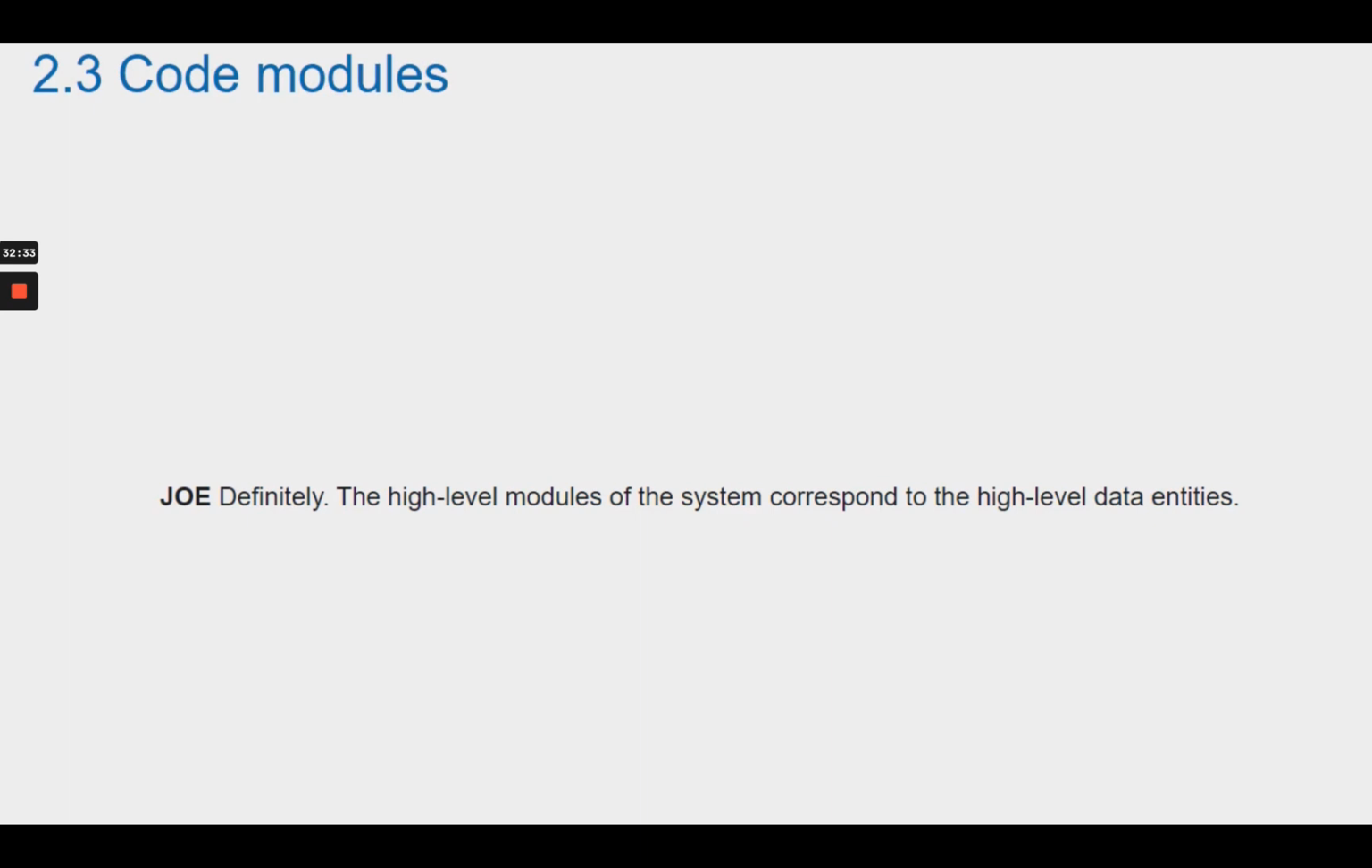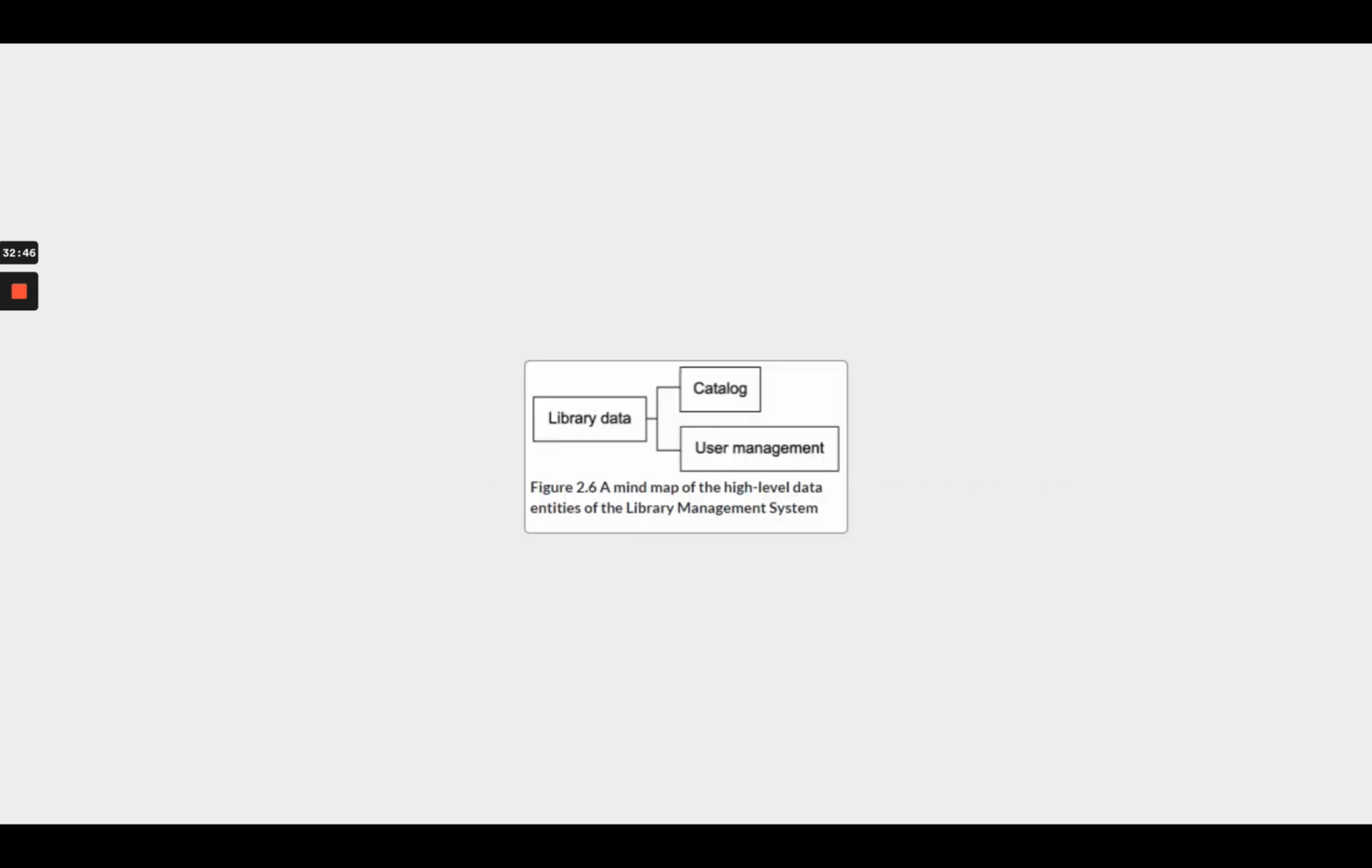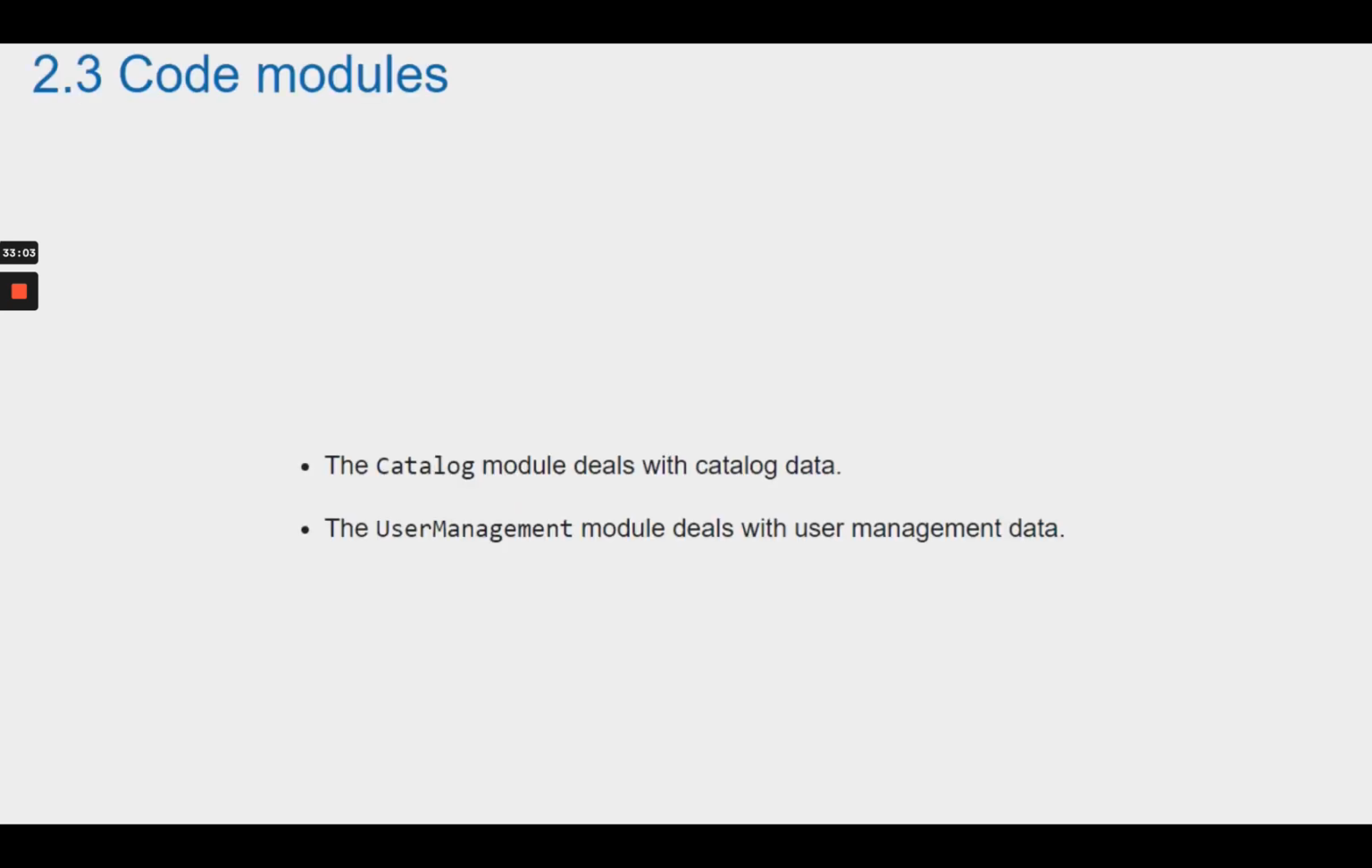Joe: Definitely. The high-level modules of the system correspond to the high-level data entities. Theo: You mean the data entities that appear in the data mind map? Joe: Exactly. Theo looks again at the data mind map, figure 2.6. He focuses on the high-level data entities library, catalog, and user management. This means that in the system, besides the library module, we have two high-level modules. The catalog module deals with catalog data. The user management module deals with user management data.